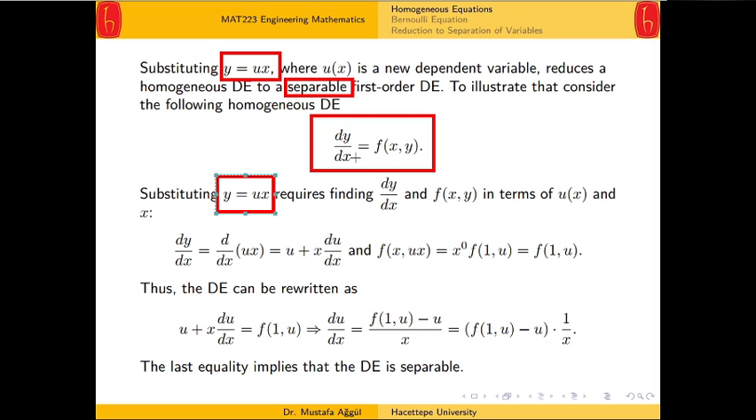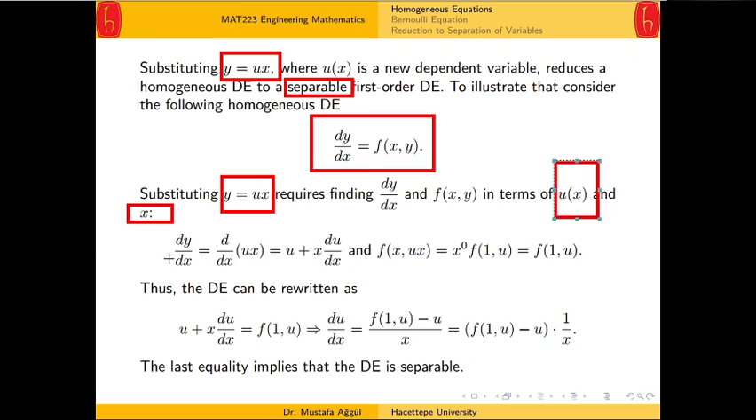For example, if we have this sort of homogeneous differential equation and we substitute y is equal to ux, then this requires finding dy dx and f of x comma y in terms of u and x. In this form it's in terms of x comma y, but we need to substitute u instead, so it means we need to find everything with respect to u and x.